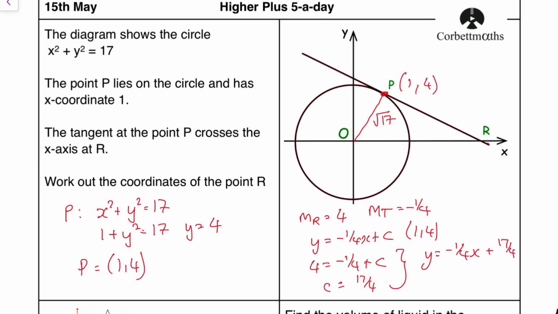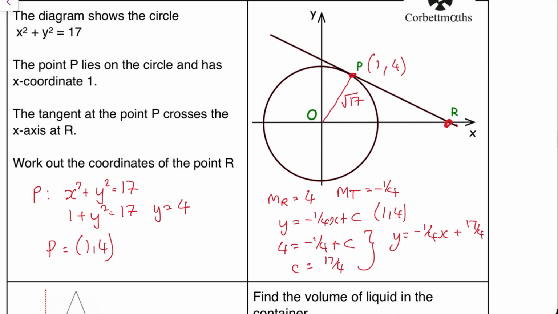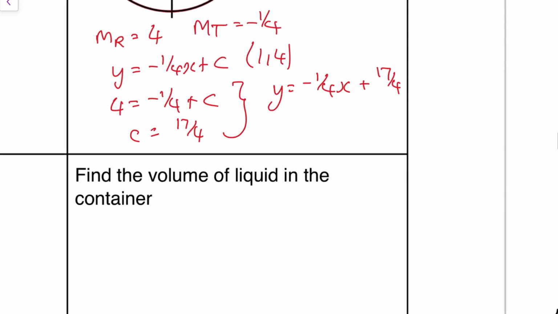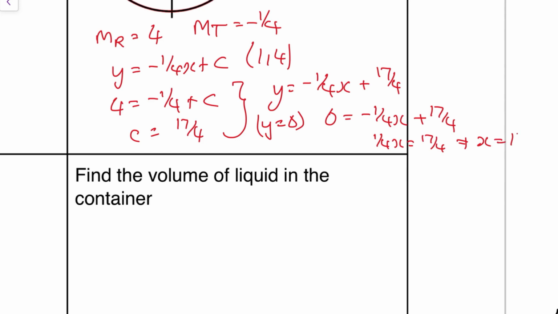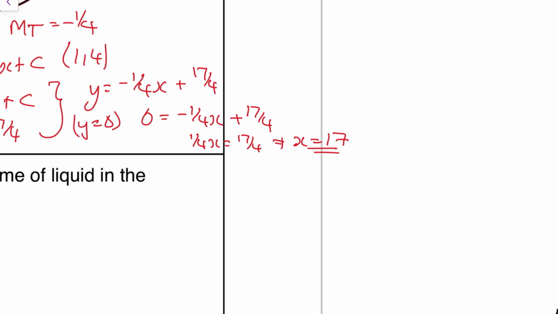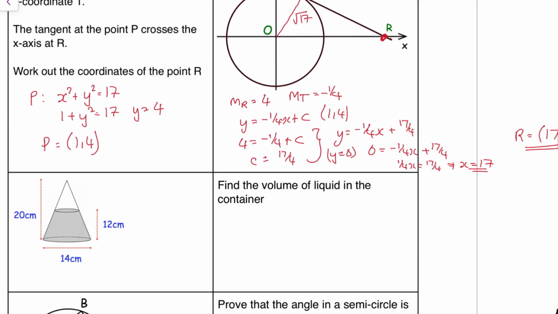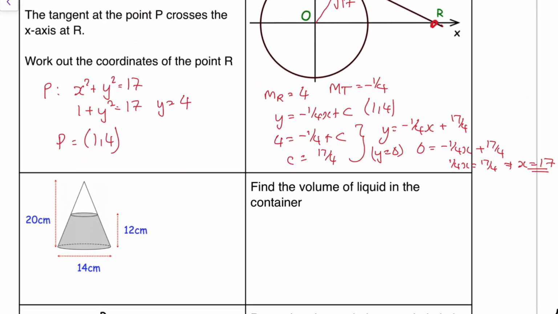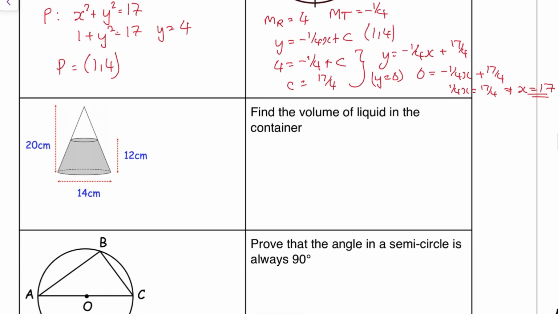And what do I want to do? I want to find out the coordinates of point R. Well, that's where y equals 0. So 0 is equal to minus a quarter x plus 17 over 4. Therefore, a quarter x equals 17 over 4, and multiplying both sides by 4, x is equal to 17. So let's answer the question: what are the coordinates of R? R is equal to (17, 0). That is actually quite a difficult question. It's a good question. I like that question. Next question.